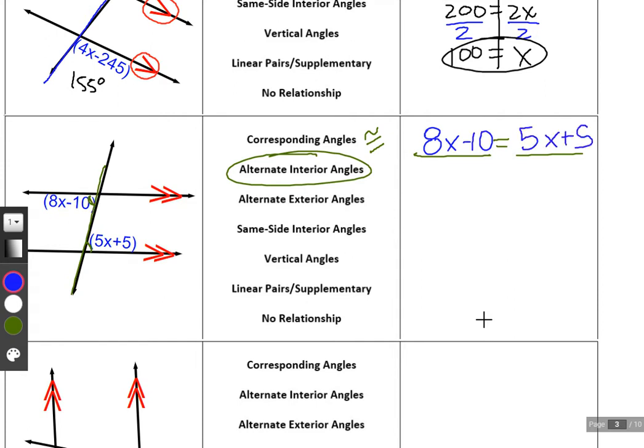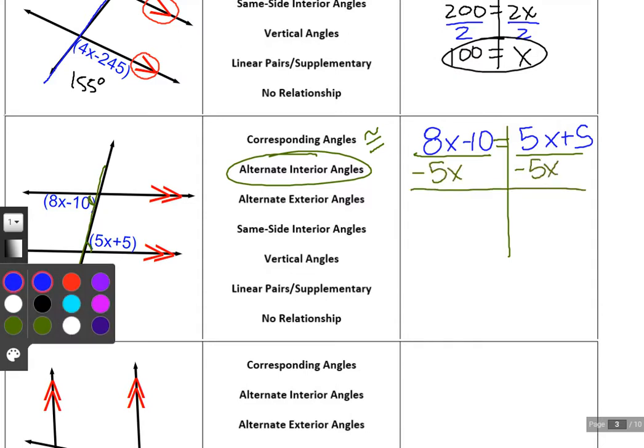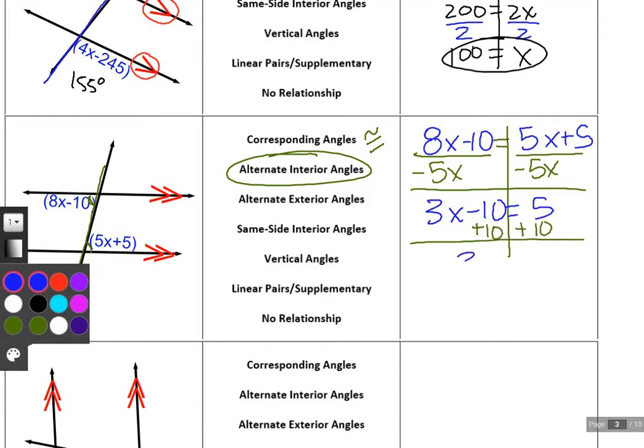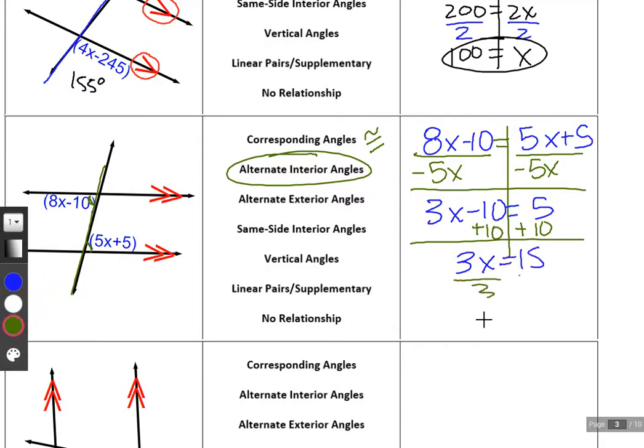So you know what time it is? It's algebra time. So let's get all the x's to one side first. So let's get rid of the positive 5x's. Okay, so when we divide out the 3's, that's going to leave us a nice x value of 5.